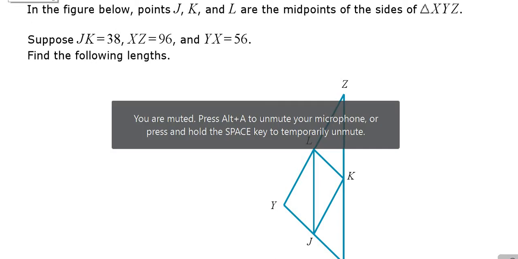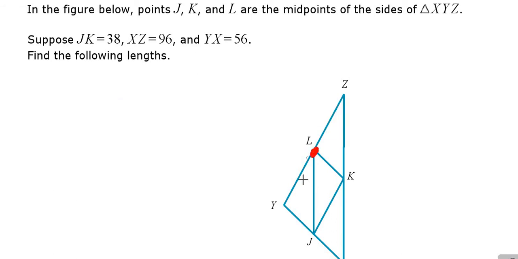Okay, in this problem it says J, K, and L are all midpoints. So if they're midpoints, this is what you need to remember. This is a midpoint of that way. This is a midpoint this way. This is a midpoint here. So that means we have 3 mid-segments. One here, one here, one there. Those are all mid-segments.